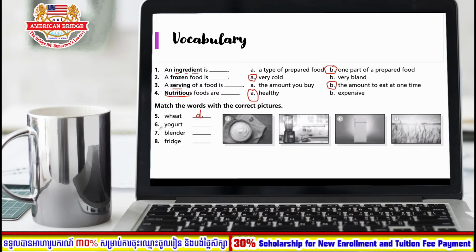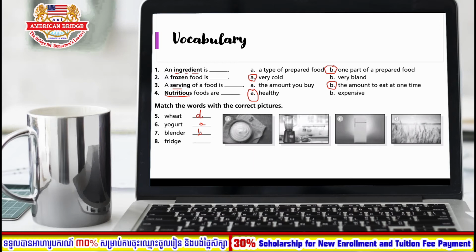And number 6 is yogurt. So yogurt is kind of a frozen meal. Okay, frozen fresh meal. So it is letter A. And number 7, blender. Actually, it is a machine that blends or mixes fruits together. So it is letter B.